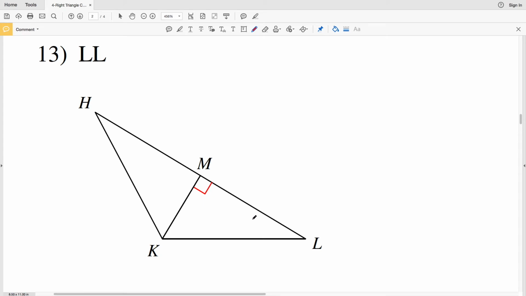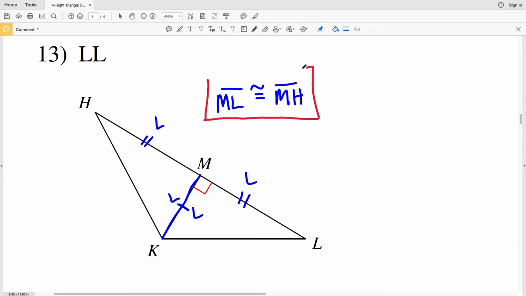And number 13, we're also given LL. Note that this leg KM is congruent to itself, so we already have that one leg of a triangle is congruent to the leg of another triangle. So now we need to locate the other leg and make sure that they're congruent. So HK and KL are the hypotenuse, so HM or MH is going to be congruent to the other leg ML. Leg, leg. So for leg, leg, and number 13, ML needs to be congruent to MH.